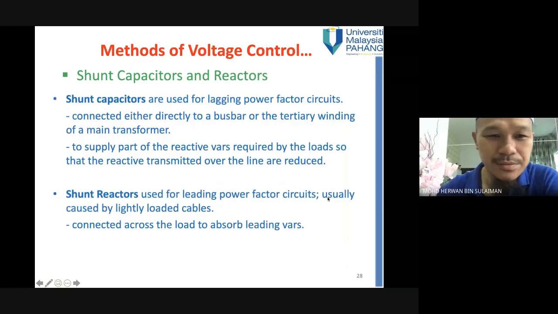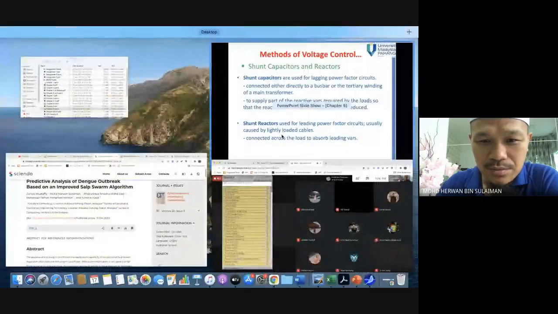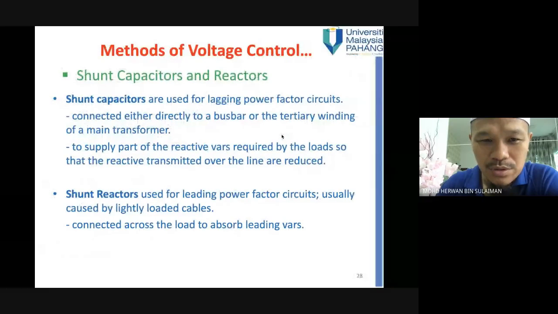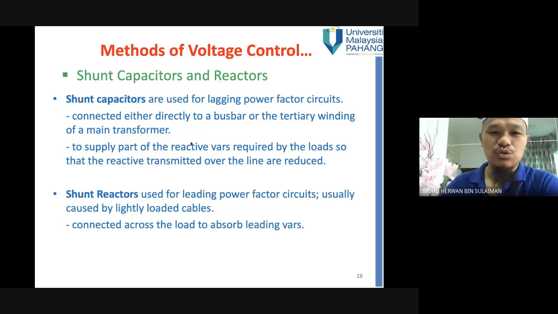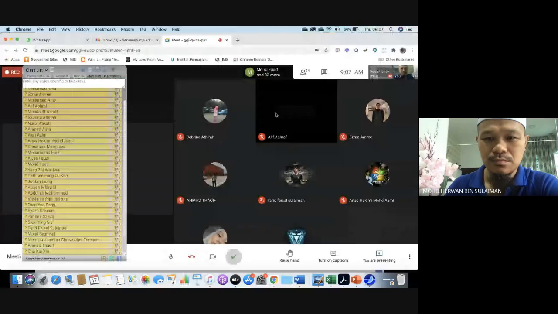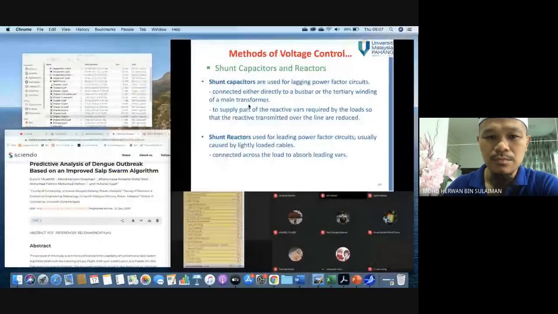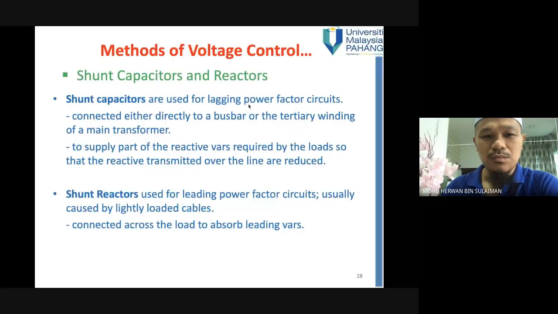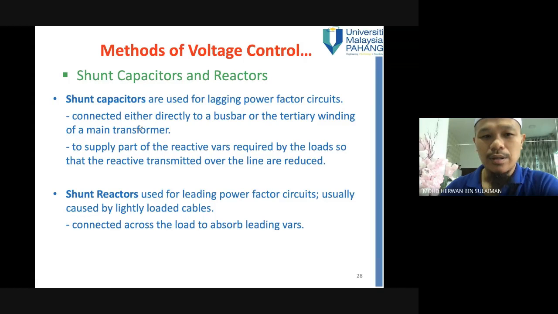Okay, shunt capacitors and reactors. Why do we need to use these components? Number one, shunt capacitors and reactors are used for lagging power factor circuits. So shunt capacitors are used for lagging power factor, and they are connected directly to a bus bar or at the tertiary winding of the main transformer.